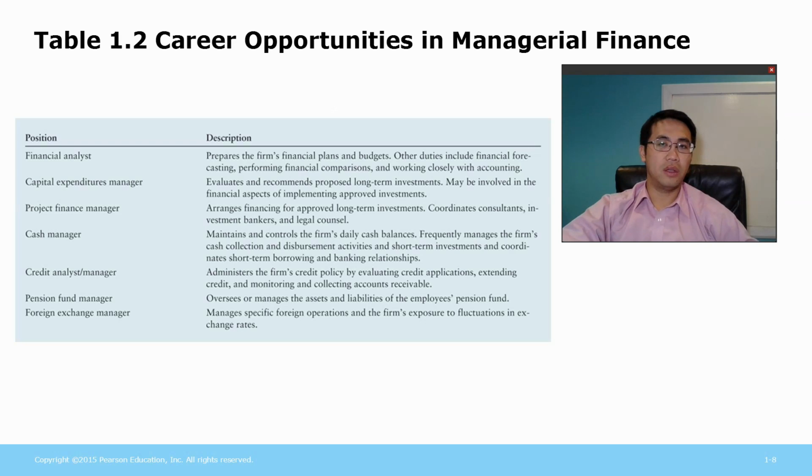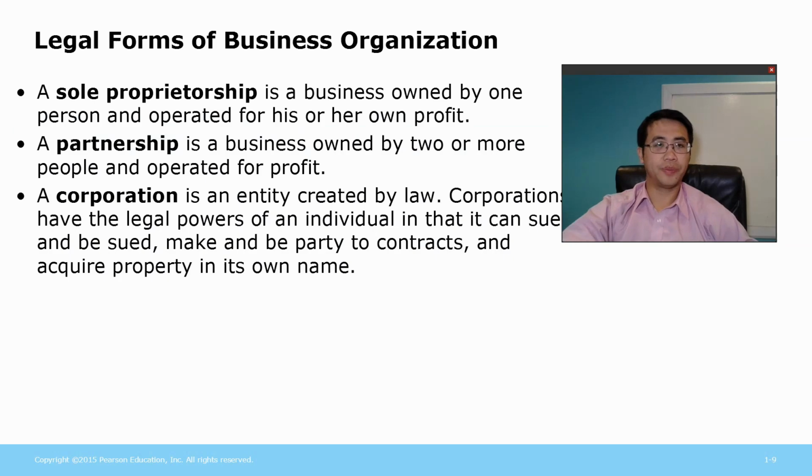So here are the popular positions in the financial industry and the description of their duties. We have a financial analyst here, capital expenditure managers, project finance, cash manager, credit analyst, pension fund manager, foreign exchange manager. Actually, there could be a lot more positions like hedge fund manager, the arbitrager or traders in the financial institution. You can be an underwriter for investment bank or a trader for options and derivatives, and also many other jobs.